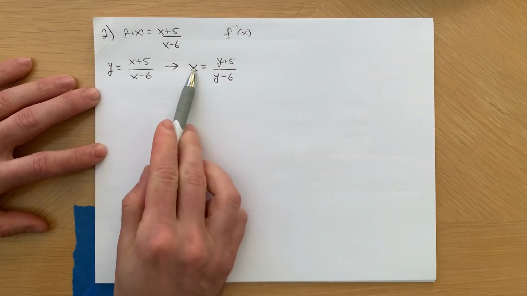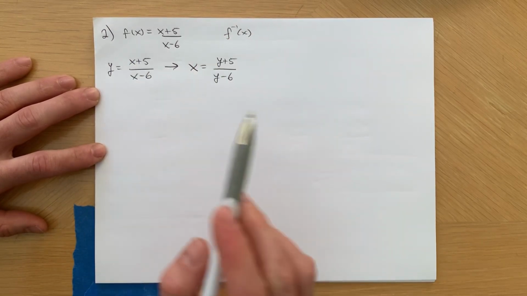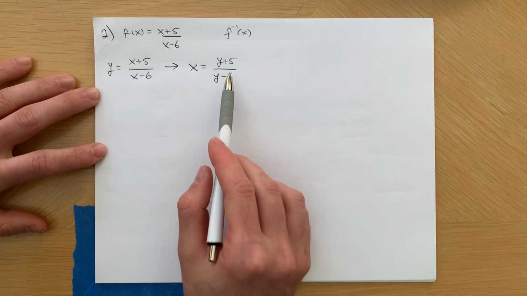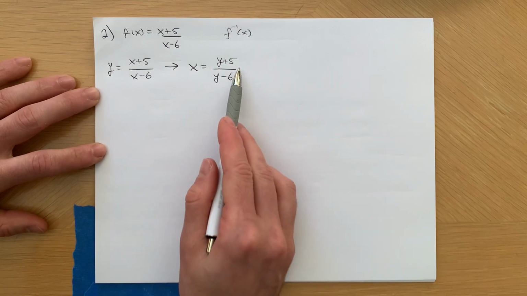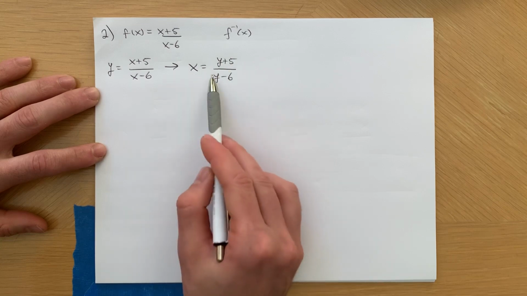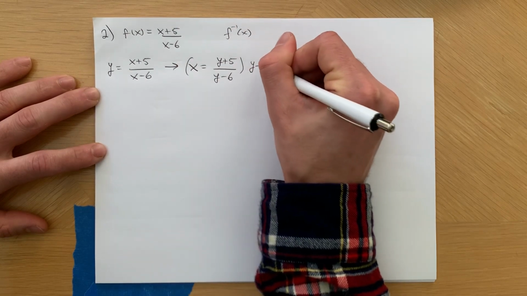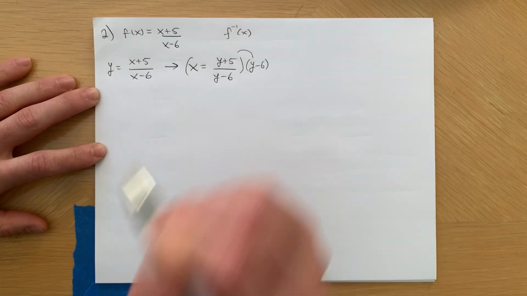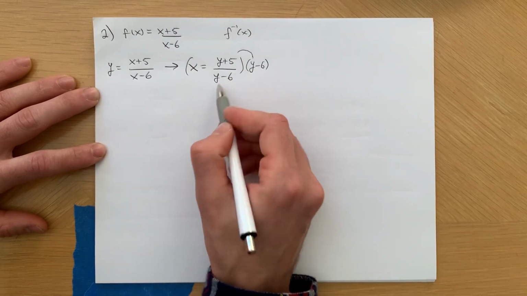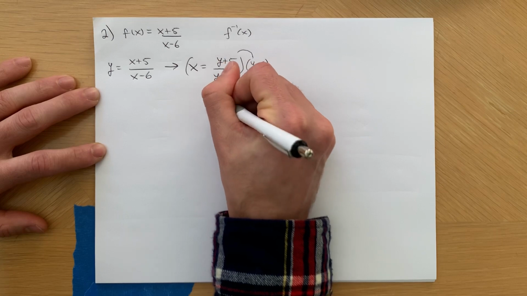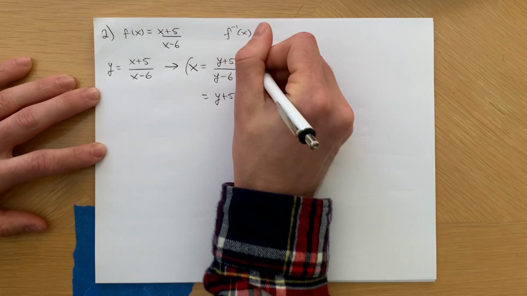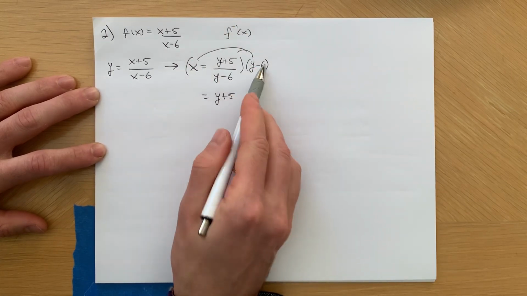So we turn this y into an x, and we turn these x's into y's. So now we need to solve for y. And just like in the last problem, the first step is going to be to get rid of all the fractions. So multiply this whole problem by y minus 6. So we're going to take everything and multiply it by y minus 6. And when it goes to the right, these y minus 6's cancel. So on the right-hand side, we're just going to have the y plus 5. And when it goes to the left, we're going to have x times y minus 6.